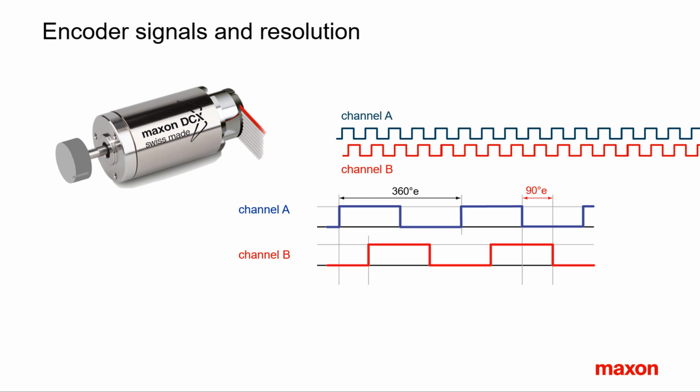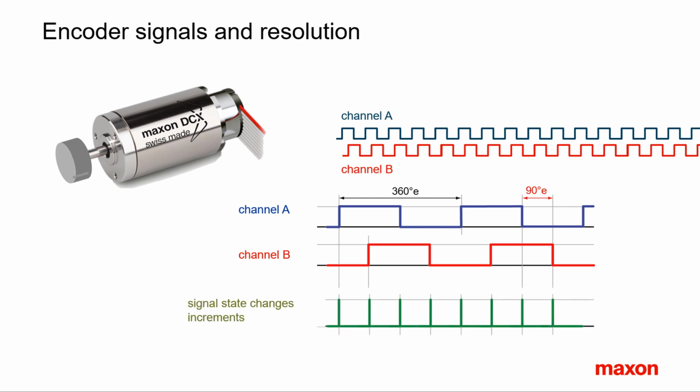The actual resolution is 4 times higher because there are 4 states per signal period. These are called the quad counts or increments, often referred to as lines per turn. However, the wording is somewhat ambiguous, and when talking about encoder resolution, you have to make sure whether it is meant before or after quadrature.